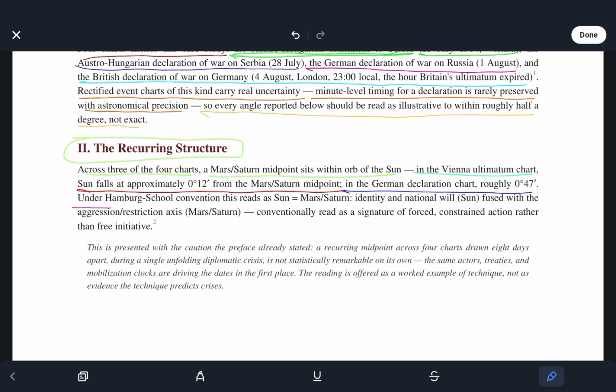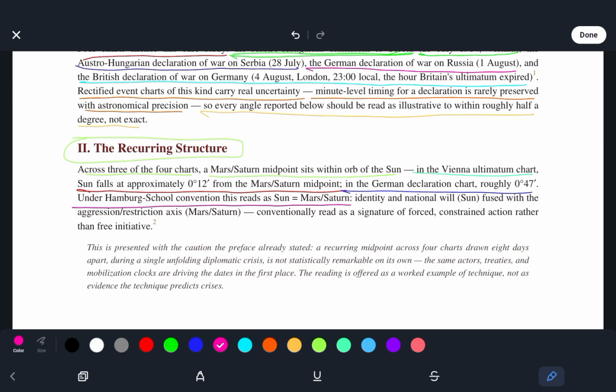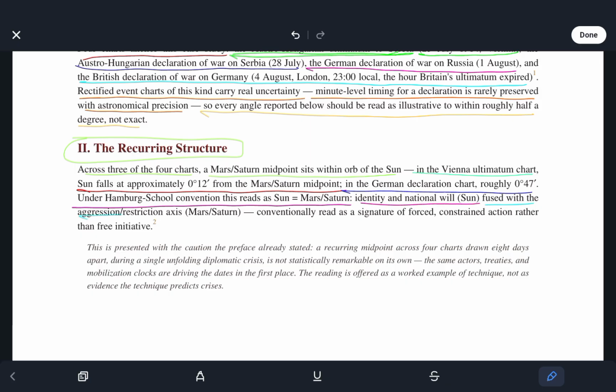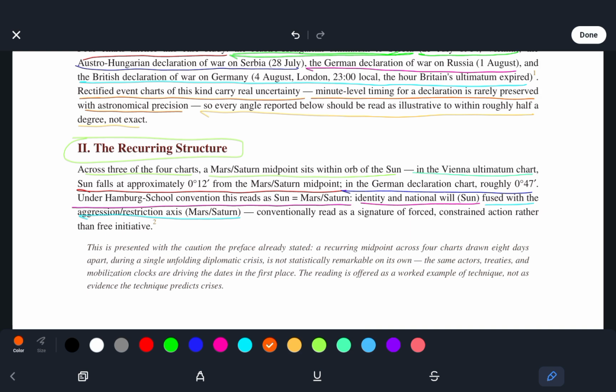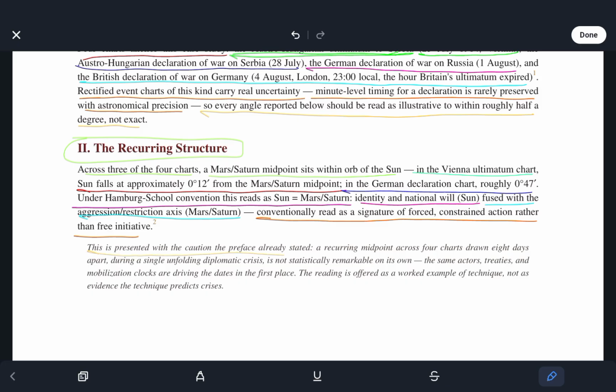Under Hamburg School Convention, this reads as Sun equals Mars-Saturn: identity and national will, Sun, fused with the aggression-restriction axis, Mars-Saturn. Conventionally read as a signature of forced, constrained action rather than free initiative. This is presented with the caution the preface already stated.